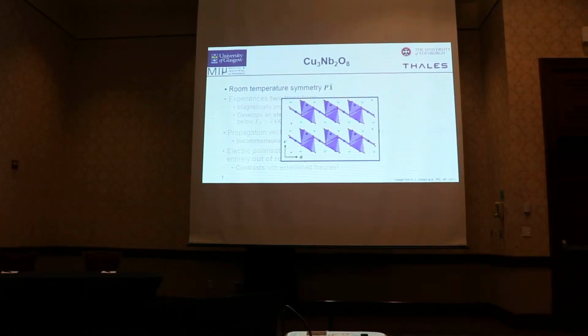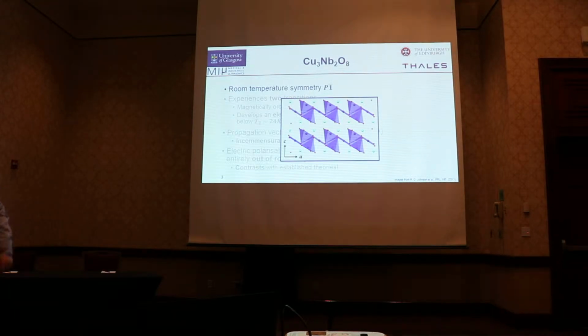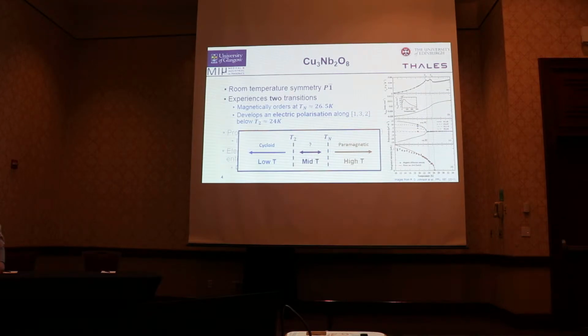So copper niobium oxide has room temperature symmetry P1 bar. You can see the structure here. So you have your inversion center here. These are the three coppers. And it undergoes two transitions upon cooling. The first one, the magnetic order turns on at about 26.5 Kelvin, and then a polarization develops at 24.